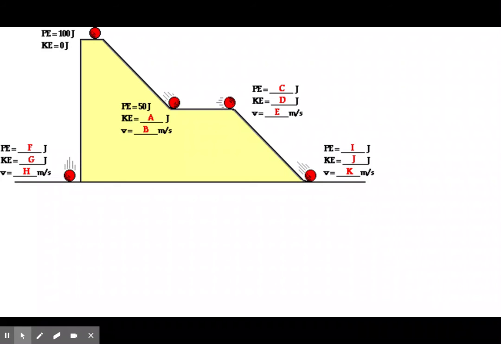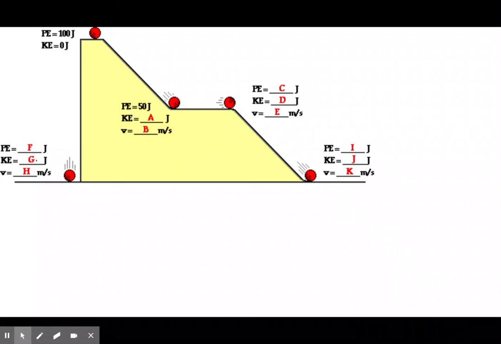Now if we look at this, we've got different points on our path. So first we need to identify the highest point because KE is 0, so our total is going to be 100 throughout. So this is the lowest point. So here the PE should be 0 and the KE should be 100. And it says, what's the velocity?